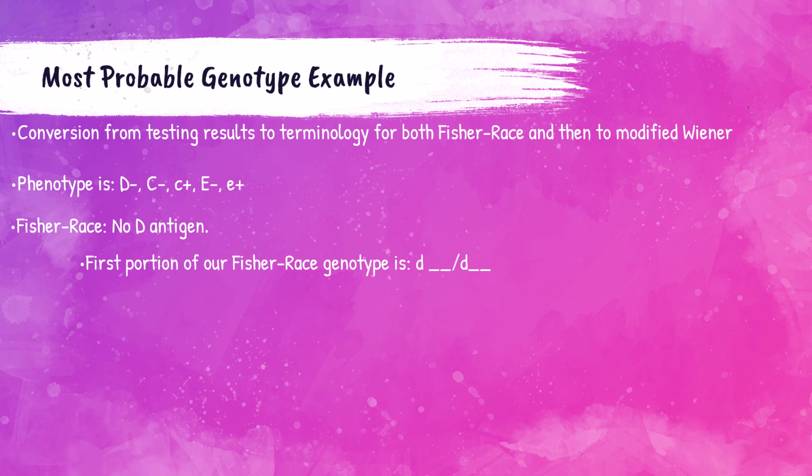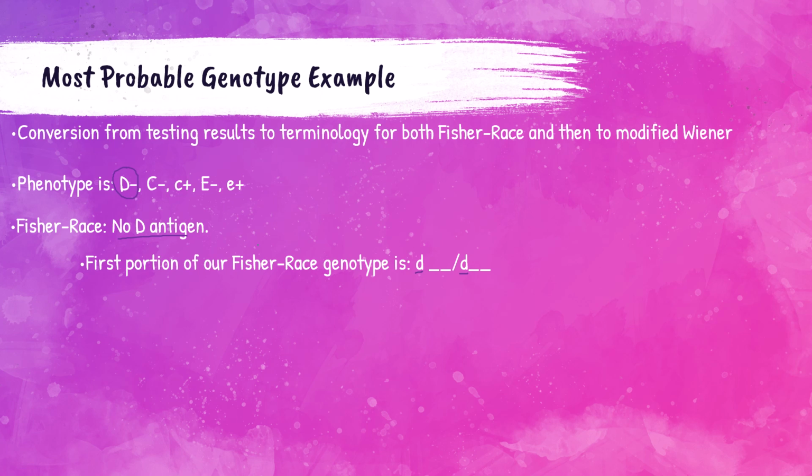Let's stop here, and I'm just going to re-explain this. I don't want to confuse any of you. We know there's no D antigen. How do we know that? Because there was a negative reaction here, so big D negative. So what's left if we don't have a big D? Little d means that the patient does not have big D present. The only possibility is that they have two little d's.